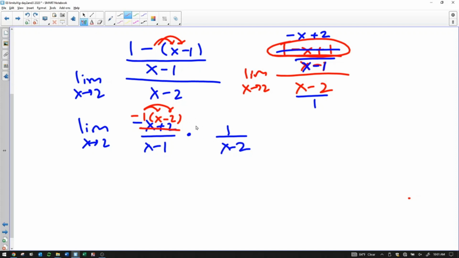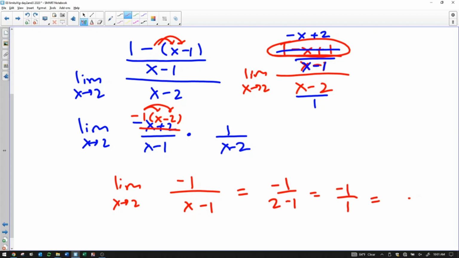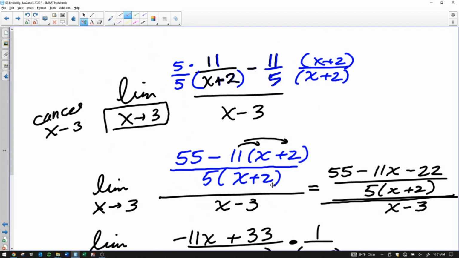But they don't just disappear. What do they cancel to? 1. So this becomes the limit as x goes to 2 of negative 1 over x minus 1. Is everybody good? And then I'm ready to go ahead and put in the 2. If I plug in the 2, I get negative 1 over 1. Did you guys get negative 1? And that's how you do this problem. All right, pat yourself on the back if you did it right. Okay, now we know everybody did it wrong.